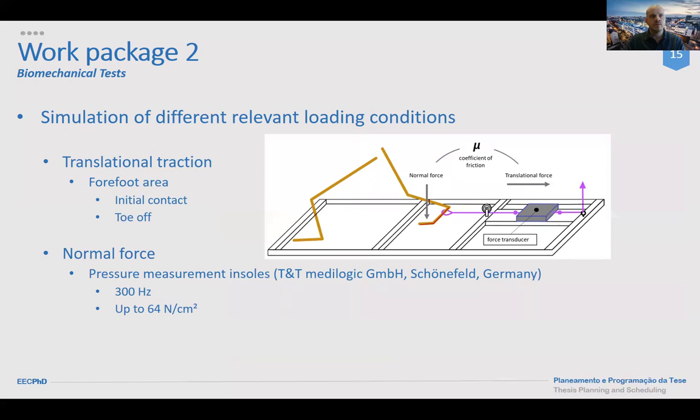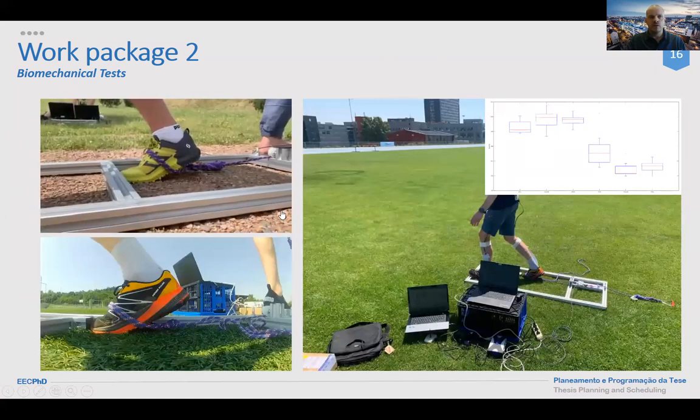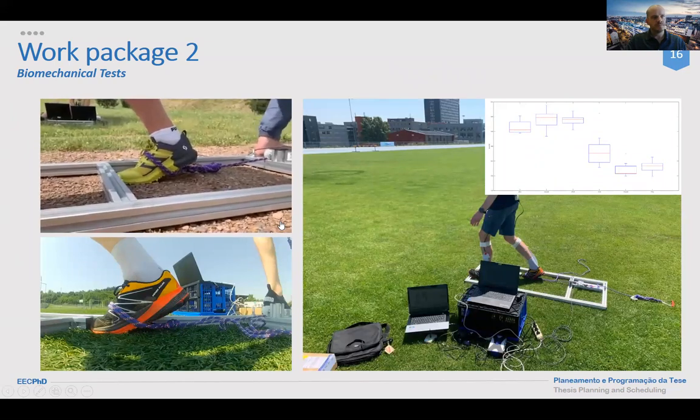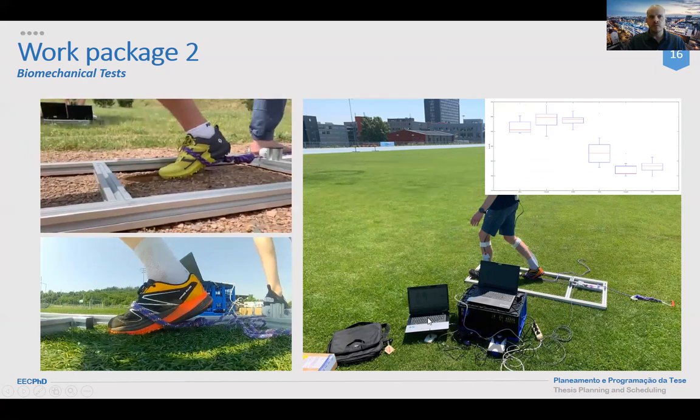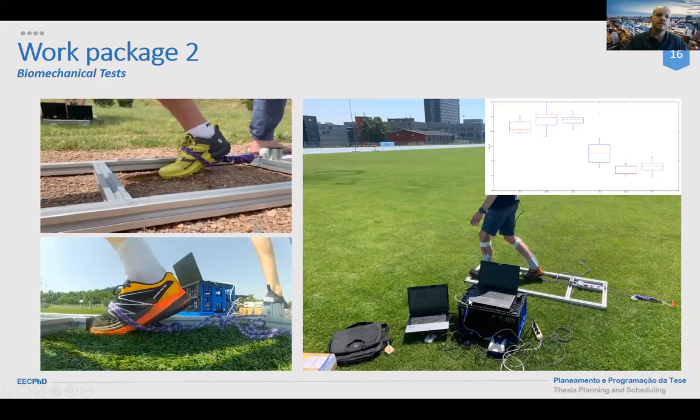I also developed a new measurement device for the biomechanical tests, where I use a force transducer to measure the translational force and the pressure measurement insoles to measure the normal force. With the information of both, I can measure the coefficient of friction. And I already tested the measurement device on gravel, which you can see here, as well as on artificial turf. Here you can see the overall setup. So here the shoe now starts to slip with the pressure measurement system and the measurement device.